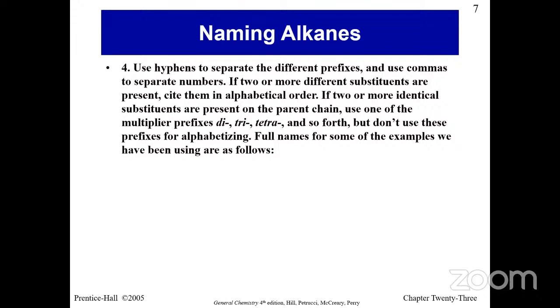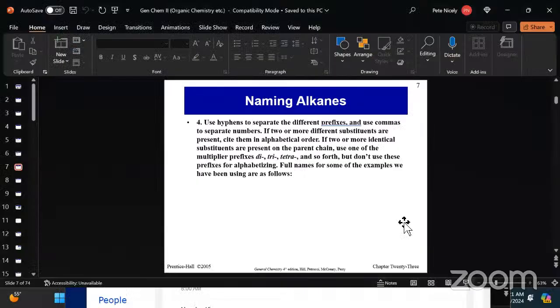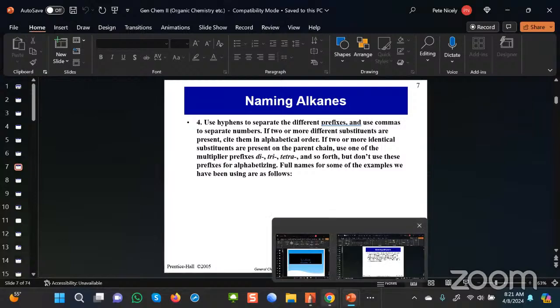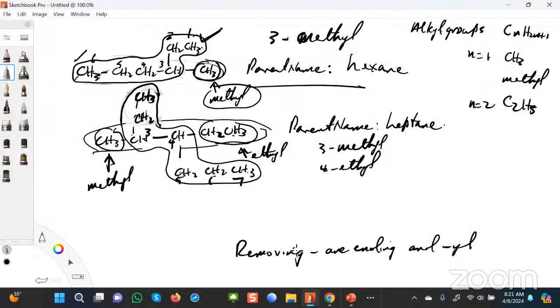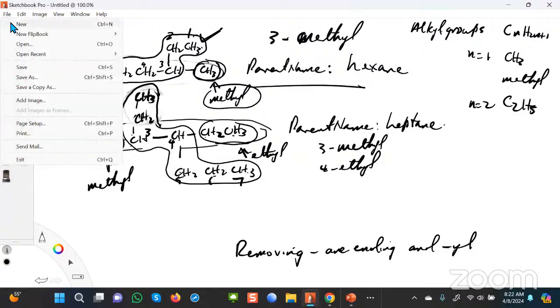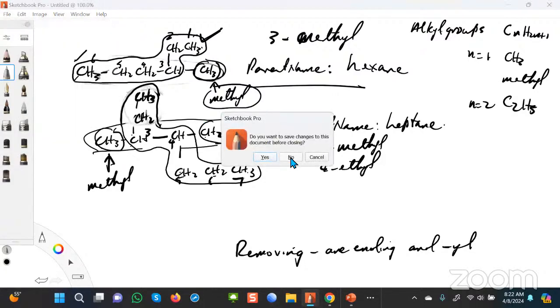Full names for some of the examples we have been using. Oh, that's something that I mistakenly pasted and copied, which does not apply. Anyway, let me explain now how we put everything together based on what we have done so far in order to name these compounds. So what I'm going to do here is go back to this right here. And in the interest of making things look a bit more neat, I'm going to get rid of these.